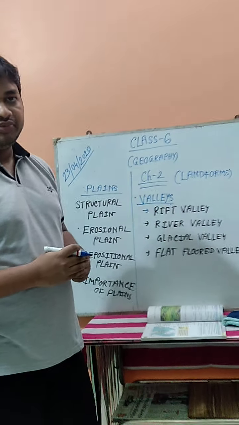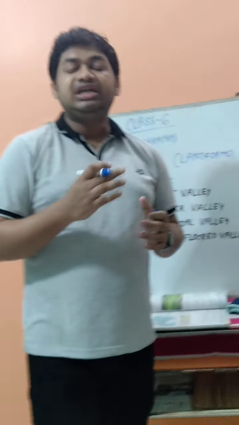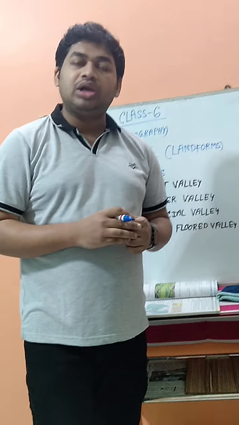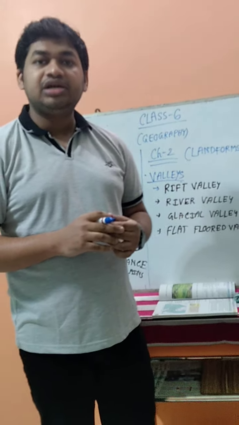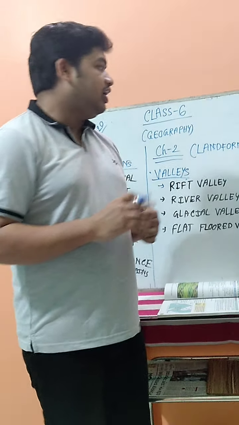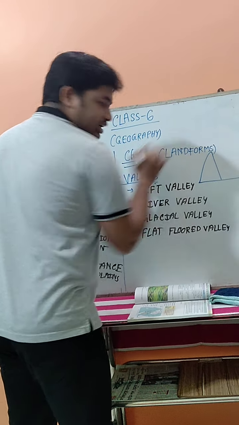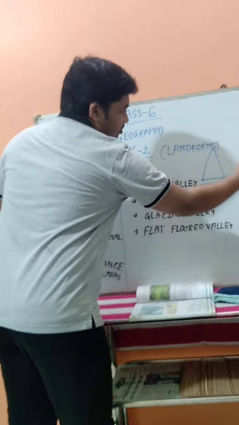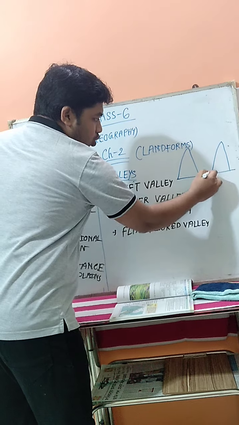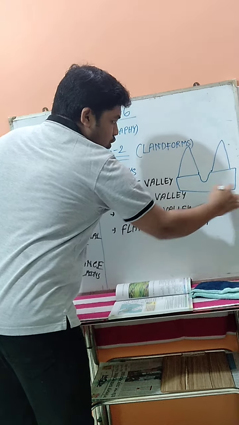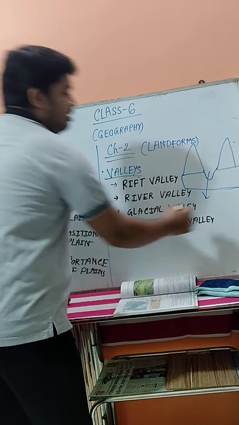Now, what is a valley? A valley is a low-lying area that is made due to the movement of tectonic plates and also by endogenic and exogenic processes. Suppose here is one mountain and here is another mountain. The low-lying land between the two mountains is known as the valley.